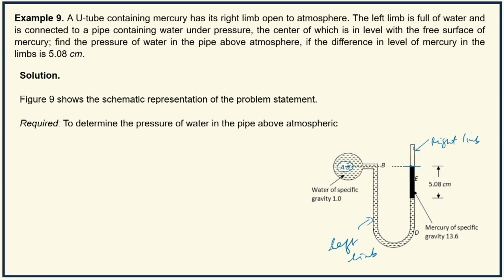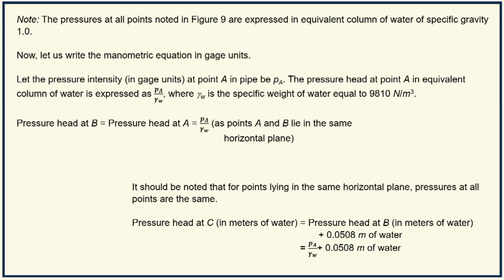That is very important. Okay. Find the pressure of water in the pipe above atmosphere if the difference in level of mercury in the limbs is 5.08 centimeters. So the difference of levels of mercury is 5.08. So this is the figure. Now it represents the schematic representation of the problem statement. Now what is required is you have to determine the pressure of water in the pipe, which is above atmospheric. So now here we are expressing in equivalent column. So till now we have been expressing the pressure as pressure intensity.